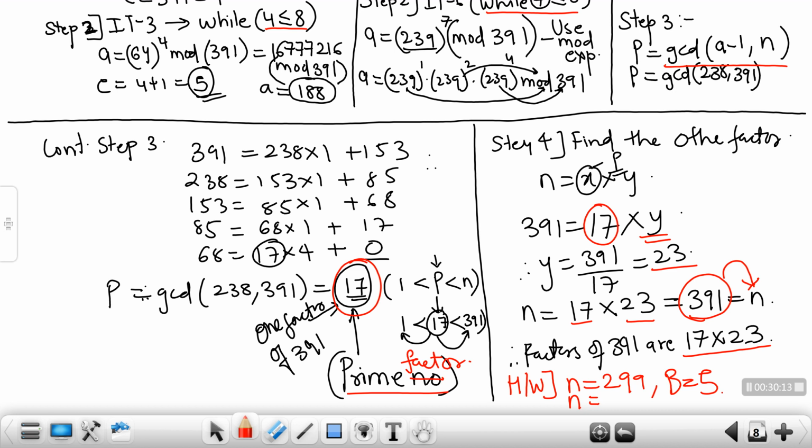In the next session we are going to learn the third method of factoring, a lengthy method called quadratic sieve. After quadratic sieve we are going to learn what discrete logarithm is and how to calculate the discrete logarithm of a number, because we need this discrete logarithm for the Pohlig-Hellman algorithm. We will solve that in the next session. So that's all for this session. Thank you.